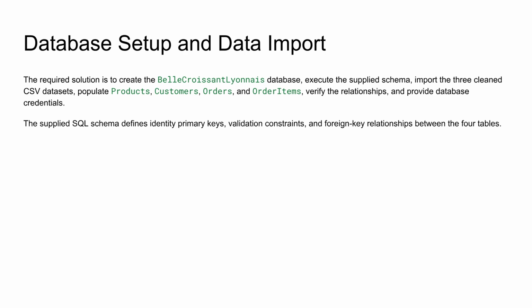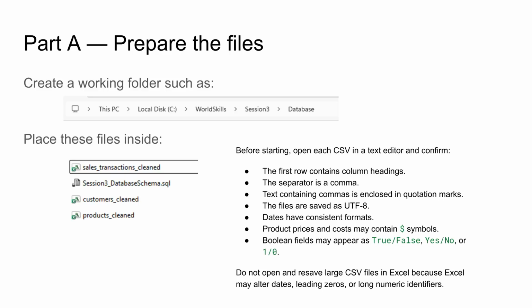Now, let's prepare the database. You will create the Belle Croissant Lyonnais database, run the supplied SQL schema, and import the provided cleaned CSV datasets. Before importing, organize your files in a designated folder. Open each CSV file in a text editor to confirm the formatting, such as column headings and UTF-8 encoding, and avoid using Excel for large files.